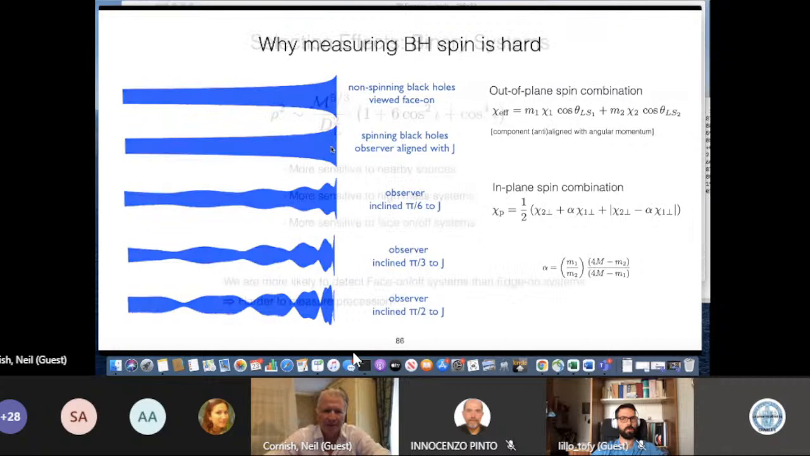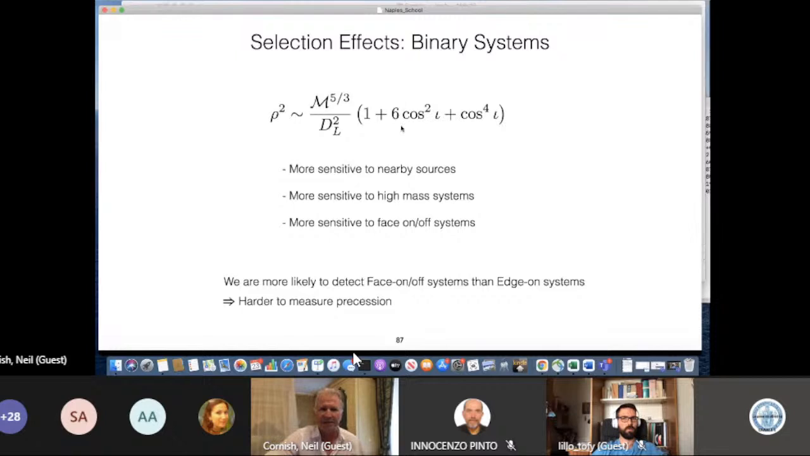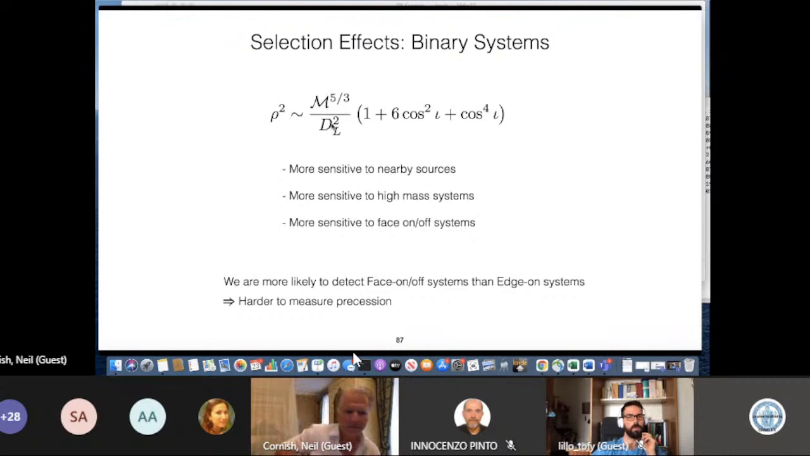This is this factor, where this is the inclination angle, and you see that we're highly weighted towards ones at inclination zero, so face on, whereas at inclination pi, this factor is much smaller. So we mostly see face on or face off systems, and we're also much more sensitive to high mass systems, and the luminosity distance goes inversely with that squared, so we're much more sensitive to nearby sources. So this is what we tend to see: face-on or face-off systems and high-mass systems. So we're prejudiced to see those more than small low-mass systems.